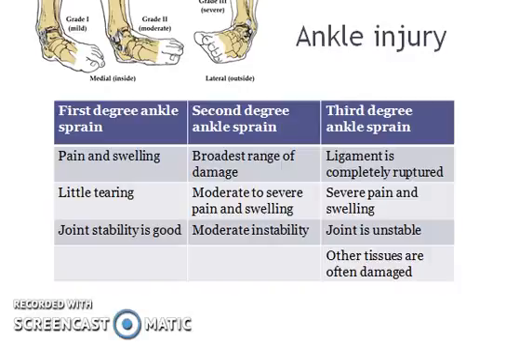The severe one is a third degree ankle sprain. The ligament is completely ruptured, so this will mean a new ligament will have to be replaced. There'll be severe pain and swelling, so you won't be able to walk on it. The joint is very unstable and other tissues are often damaged, so the tissues around the ankle will be damaged as well.